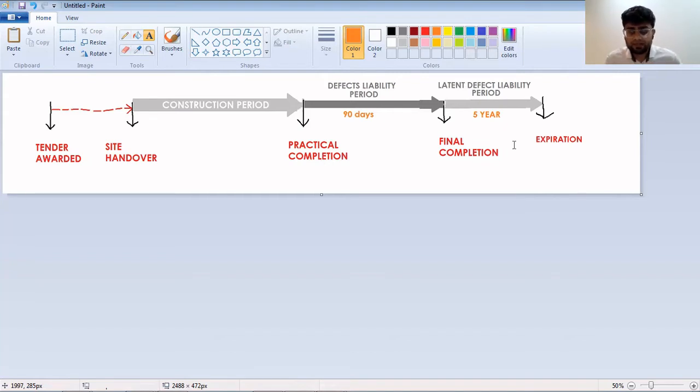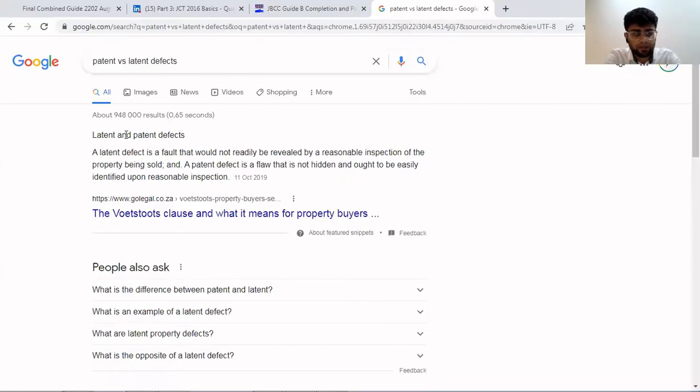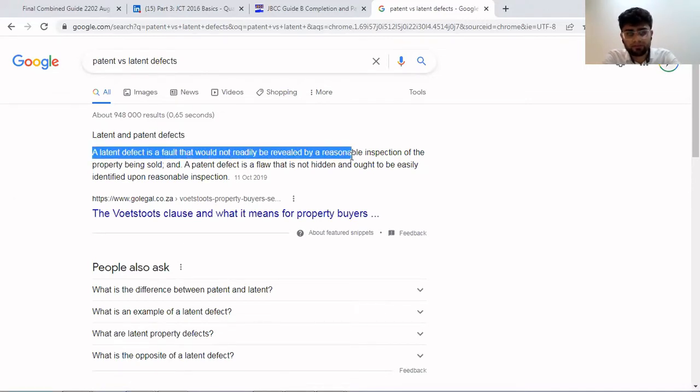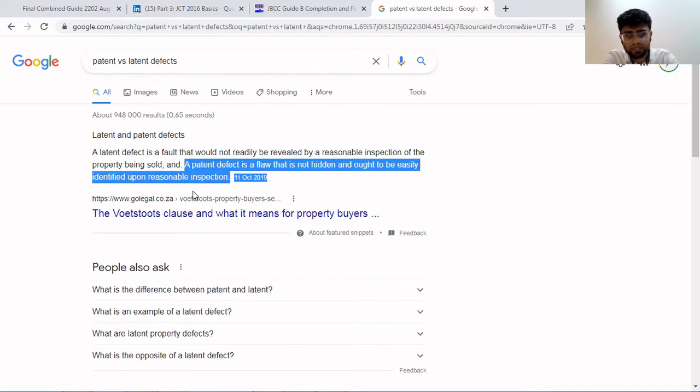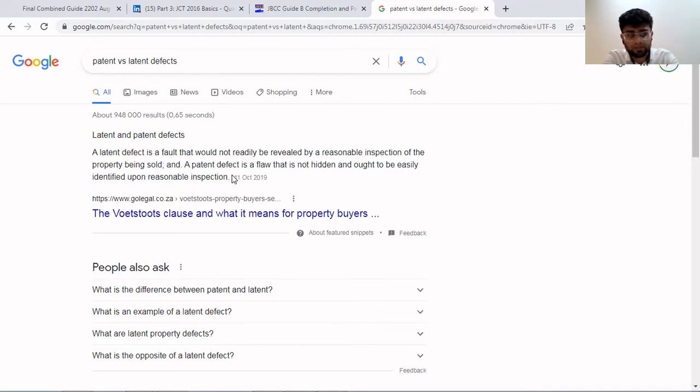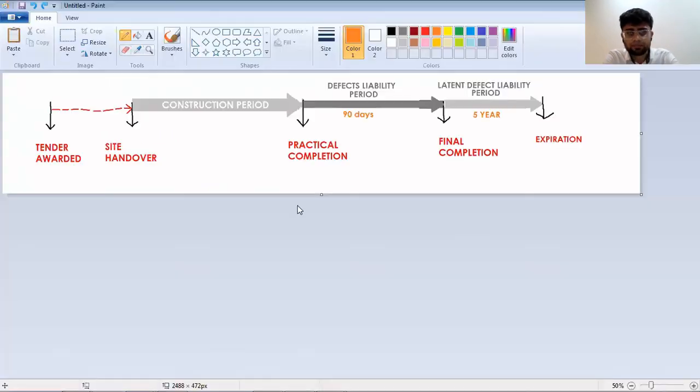Now, if you look at the word latent, I'm going to show you here the definition of latent, and then I'll give you an idea of how to remember it. So let's go into Google very quickly, our best friend. If you have a look, it says latent and patent defects. It says a latent defect is a fault that will not readily be revealed by a reasonable inspection of the property being sold. And a patent defect is a flaw that is not hidden and ought to be easily identified upon reasonable inspection. That sounds like a mouthful, but I guess it makes sense.